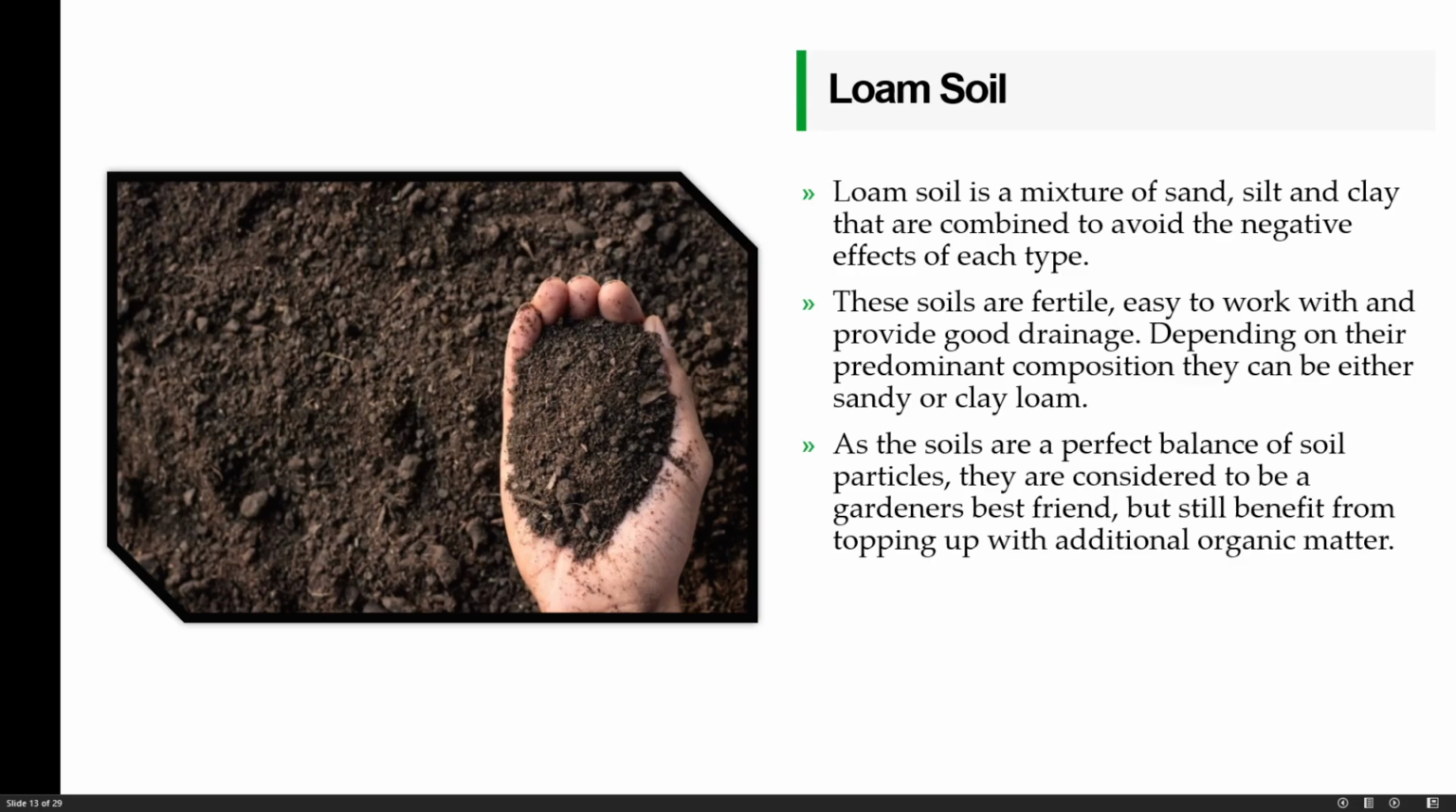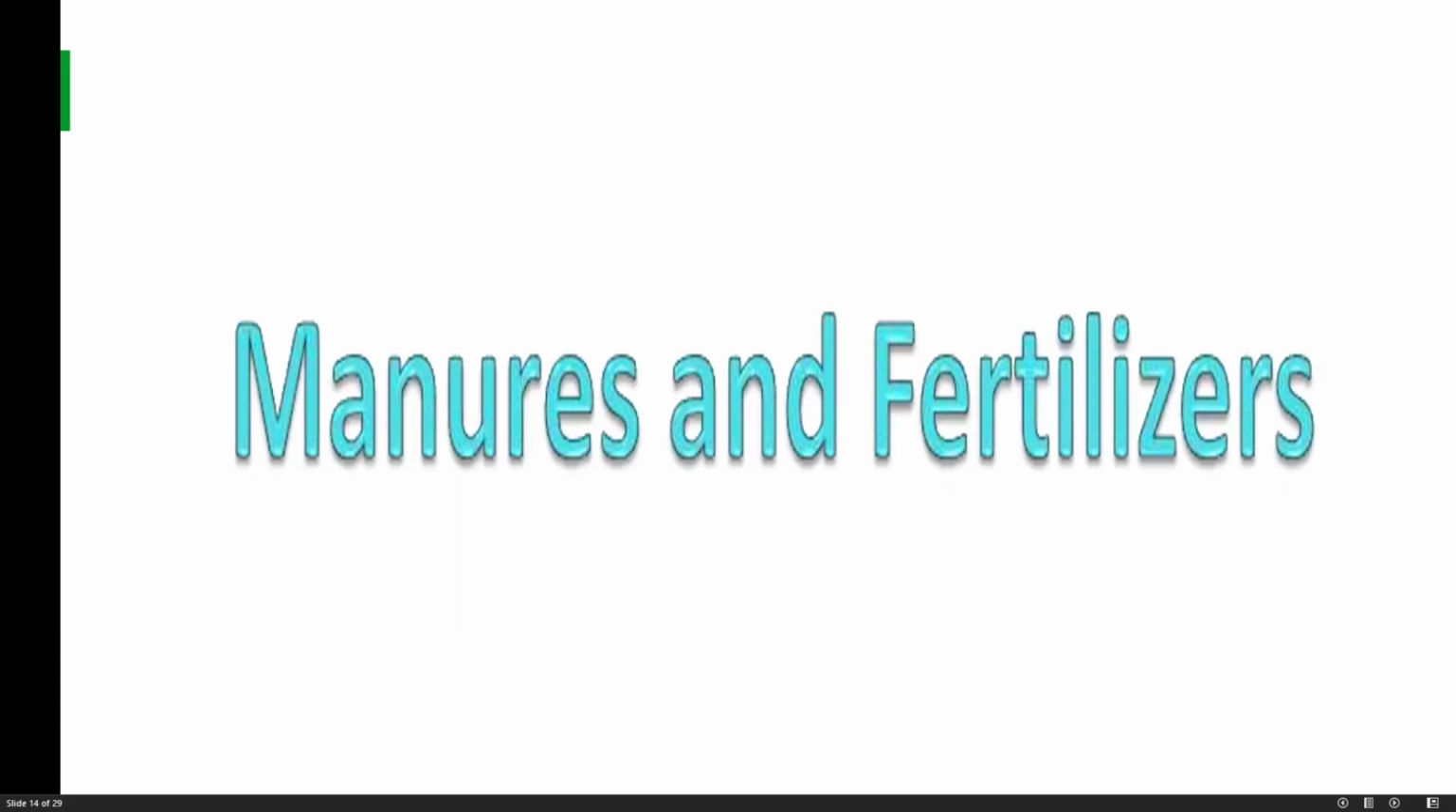So usually ito yung ginagamit ng mga gardeners kasi mixture of sand, silt, and clay. So yung mga characteristics ng mga magagandang klase ng lupa na yung pinagsama-sama nila. Diba? So maganda siyang taniman.